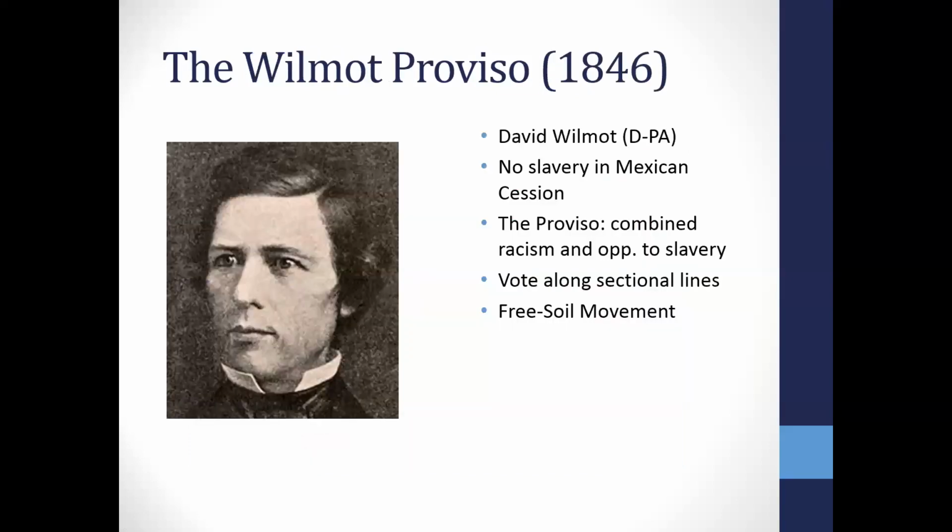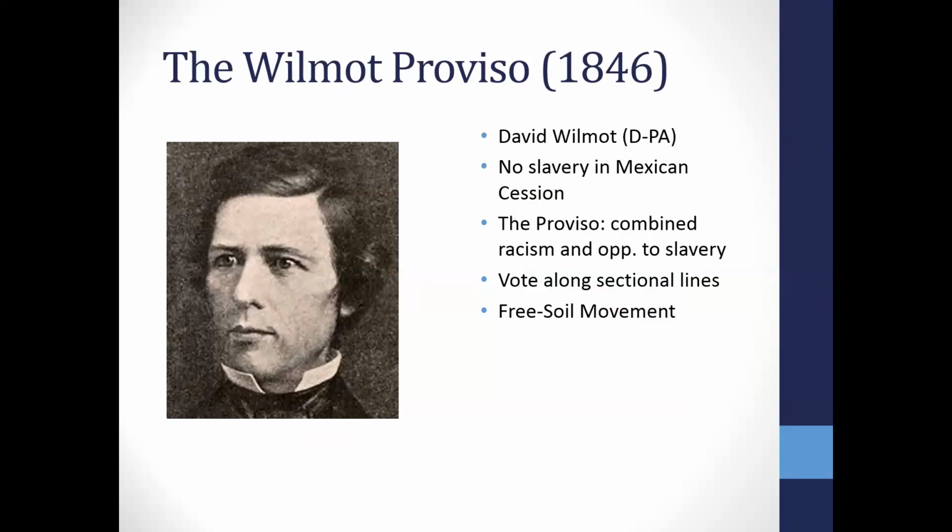Even before the war ended, you had debates arising in Congress over any lands that may be acquired from Mexico. And in 1846, David Wilmot, a representative from Pennsylvania, submits what's become known as the Wilmot Proviso, which said any lands that we acquire from Mexico, at this point they didn't know how large of a swath of land that would be, but any lands we may acquire would not be open to slavery.